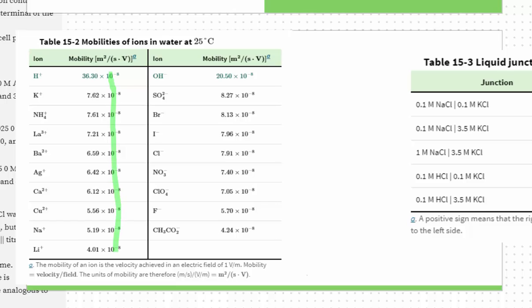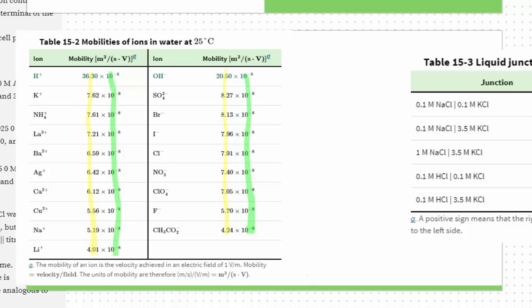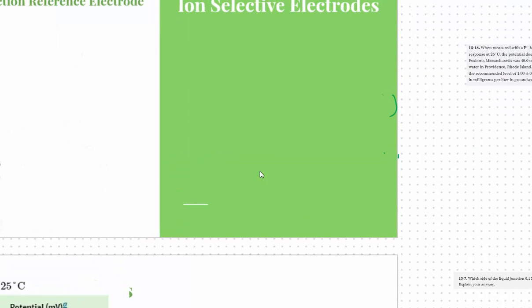Remember, when we have scientific notation, this part over here that I'm highlighting all the way down is called the exponent. And the part that I'm going to highlight in yellow is called the coefficient. So if we just look at the coefficients, we can see that the hydrogen ion is going to be much more mobile. It's going to transfer across a membrane a lot more than, say, lithium at 4.01, because it's 36.3.